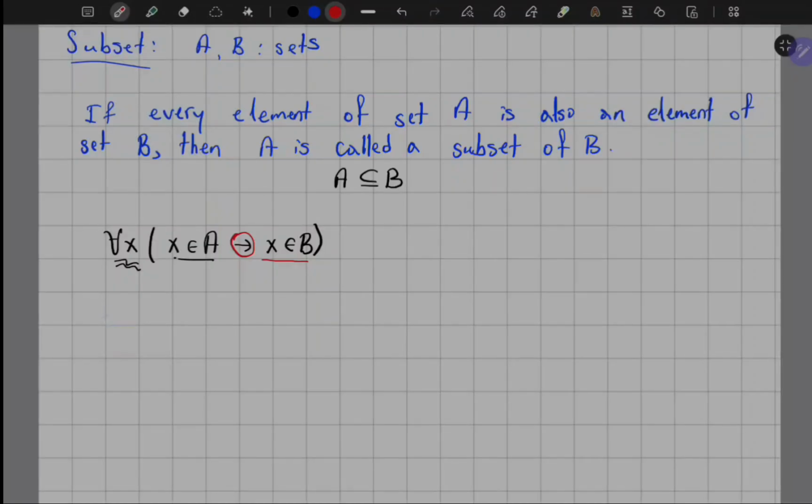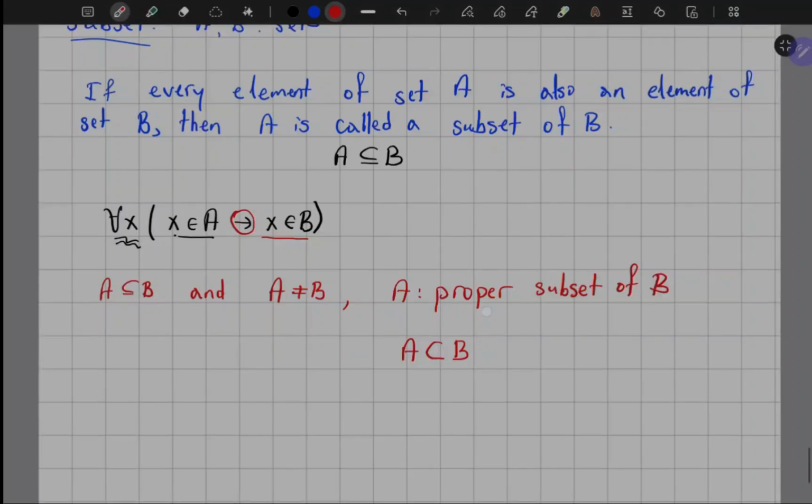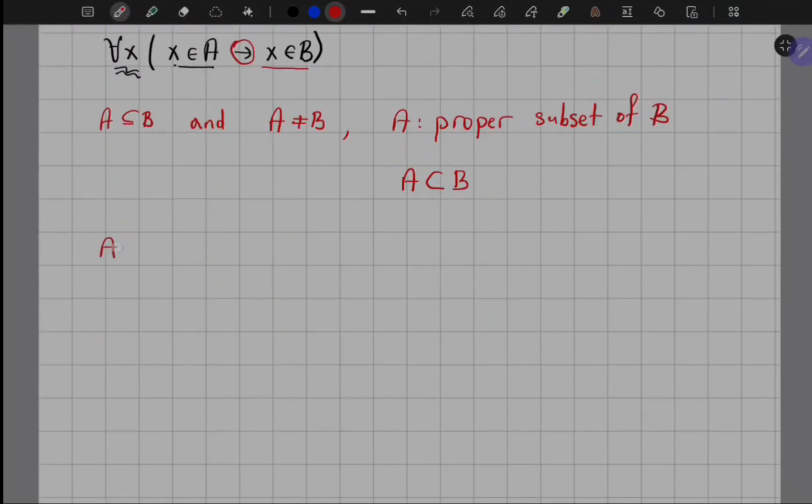If A is a subset of B and A is different than B, then A is called a proper subset of B, and this is written as A is a proper subset of B. If there exists at least one element of A that does not belong to B, then A is not a subset of B, and we write it as A is not a subset of B. Let me repeat it. If there exists at least one element which is an element of A and does not belong to B, then A is not a subset of B. Or we can write it.